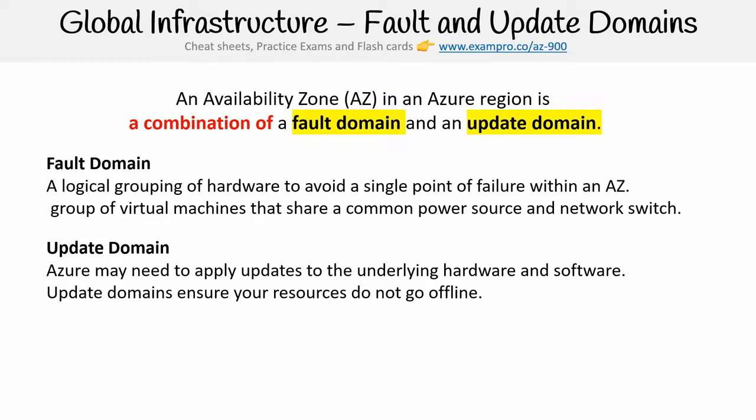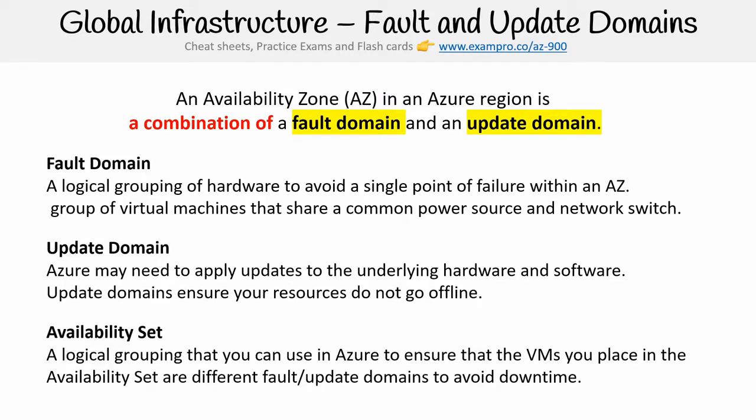The way fault domains and update domains work is that you use availability sets. An availability set is a logical grouping that you can use in Azure to ensure that the VMs you place in the availability set are in different fault and update domains to avoid downtime.